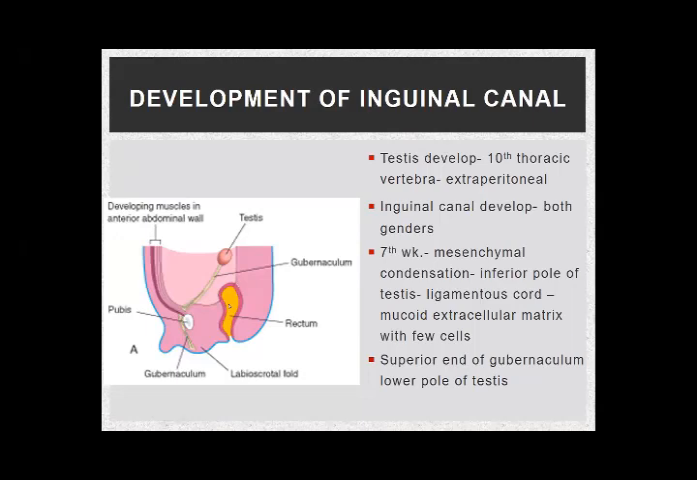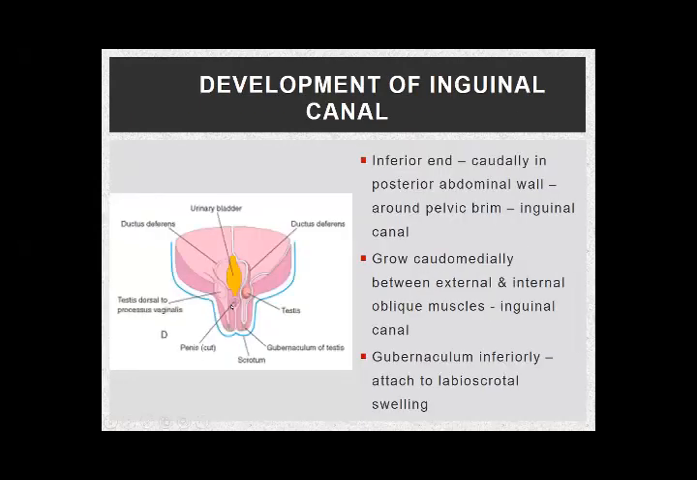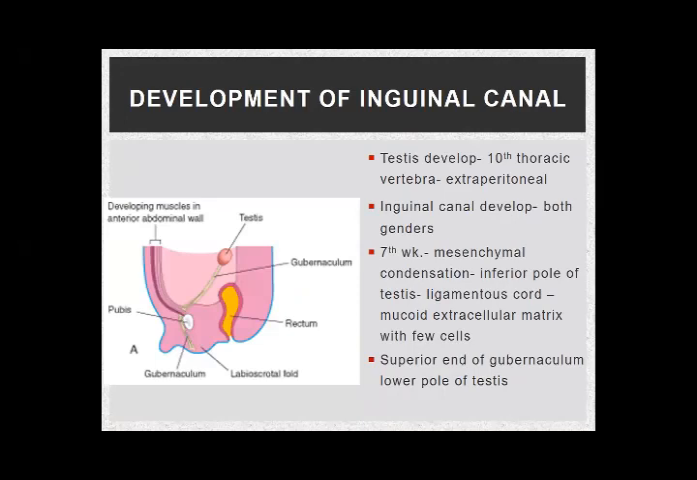So the upper part of this cord is attached to the lower pole of the testis. This cord is called the gubernaculum. The inferior end of the gubernaculum is, to begin with, attached to the posterior abdominal wall.